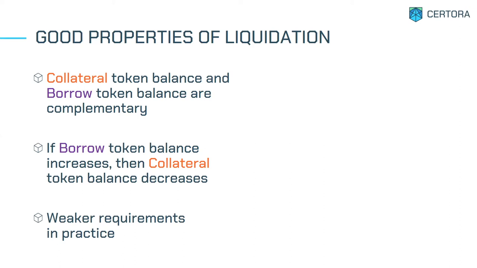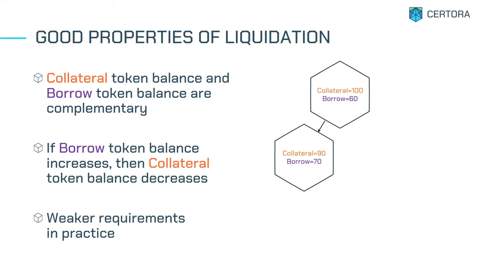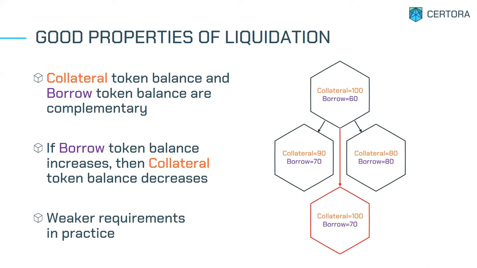So for example, if the collateral is 100 and the borrow is 60, then you can increase the borrow to 70 and reduce the collateral to 90. You can increase the borrow to 80 and reduce the collateral to 80. But you cannot actually do this. This is something that we don't expect, and it is a bad behavior. So we want to write an invariant that enforces this behavior. And that's what we're going to do.